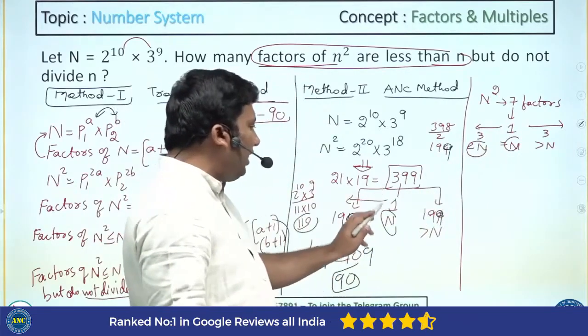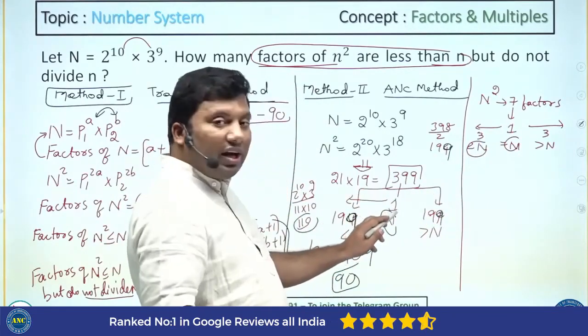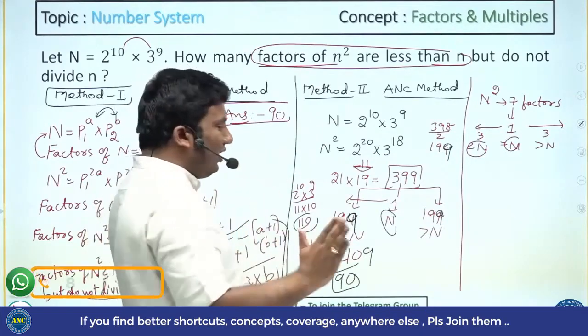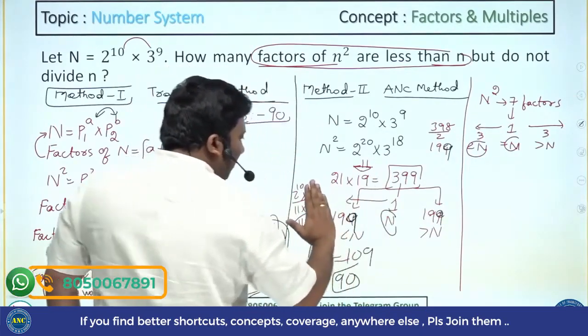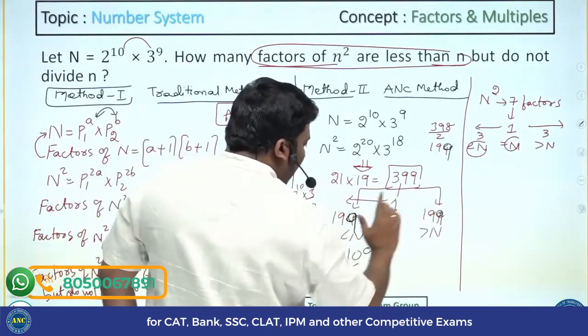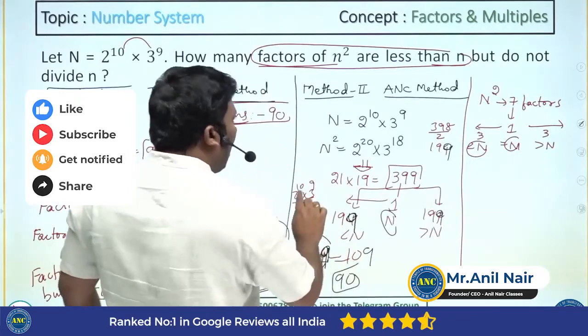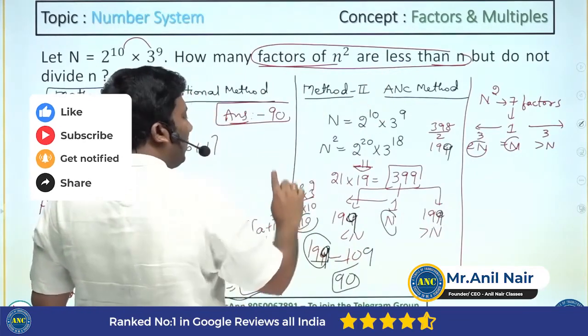One factor will be equivalent to n. 399, one will be equivalent to n. Remaining how many are there? 398. 199 will be less than n, 199 will be greater than n. So it is 199 less than n, but they do not divide n.